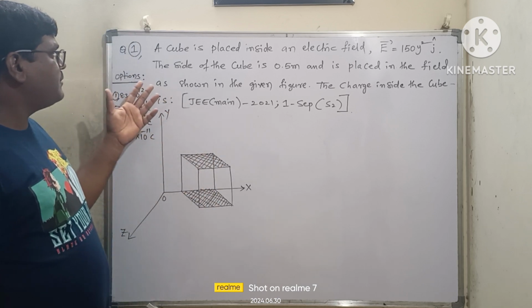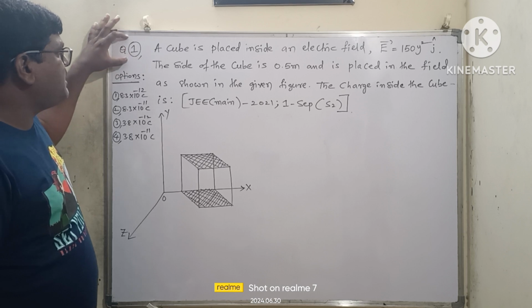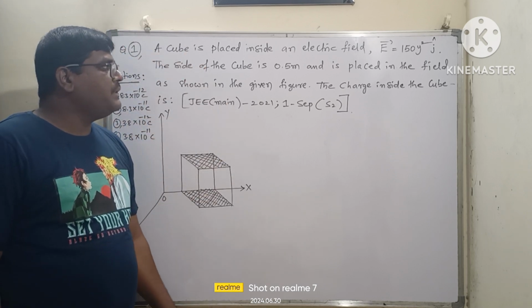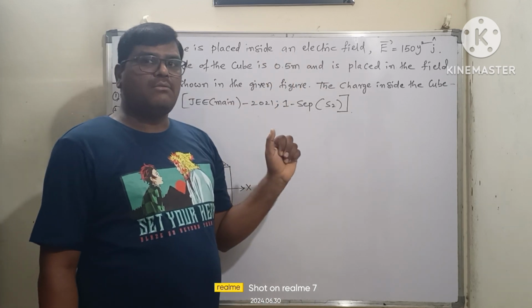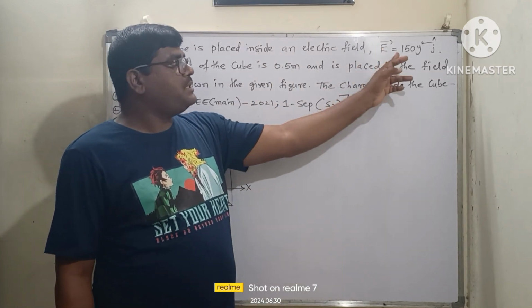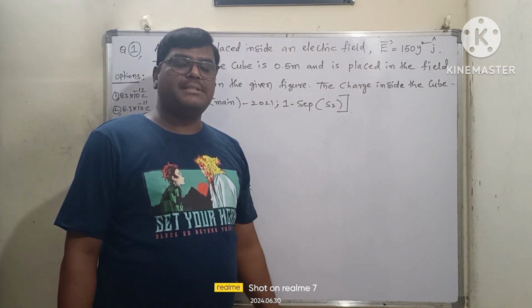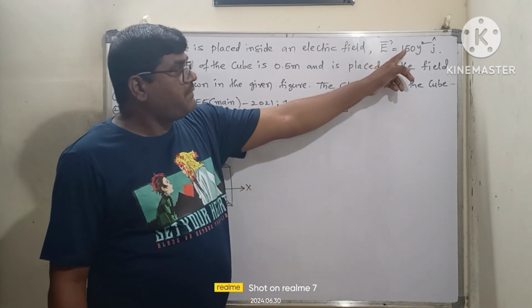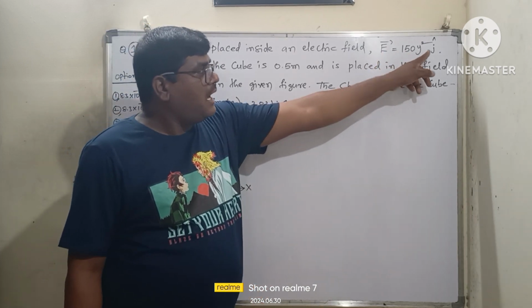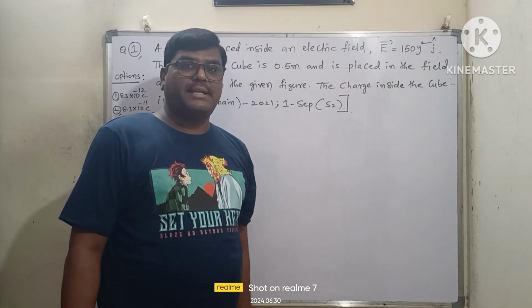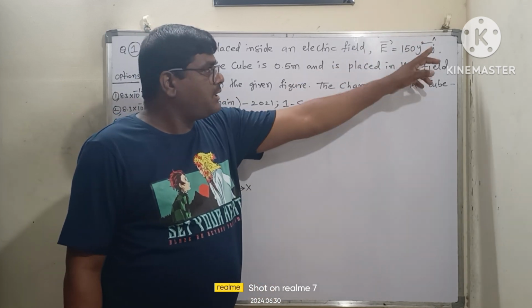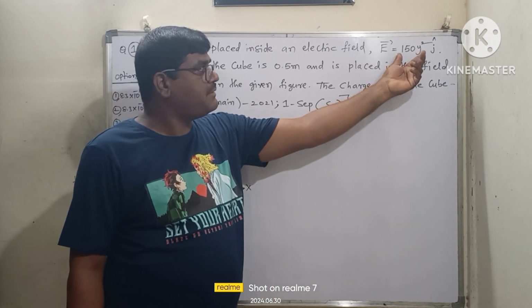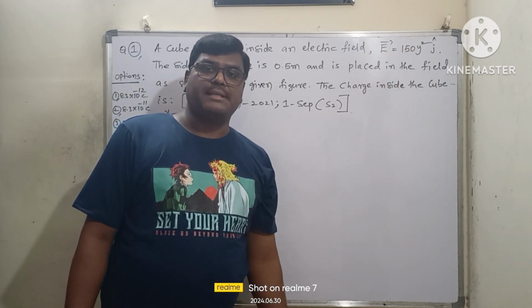This is the question. A cube is placed inside an electric field of E bar is equal to 150 y square j cap. Nothing but the electric field is given along the direction of positive y axis. So the magnitude of the electric field is given as 150 y square.